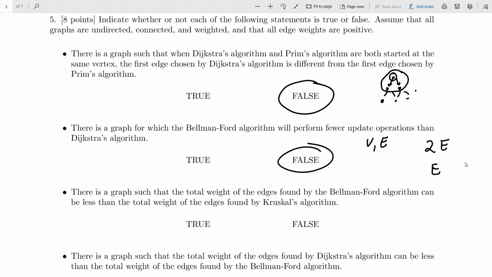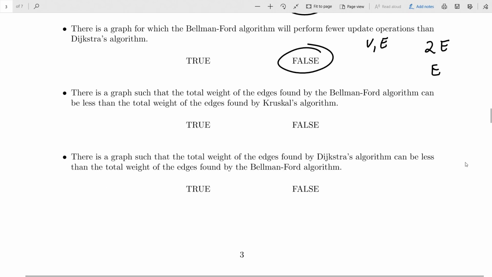Even I'm getting uneasy right now, but all the answers are false. I must have been in a perverse mood when I made this decision. Okay. There's a graph such that the total weight of the edges found by the Bellman-Ford algorithm can be less than the total weight of the edges found by Kruskal's algorithm.